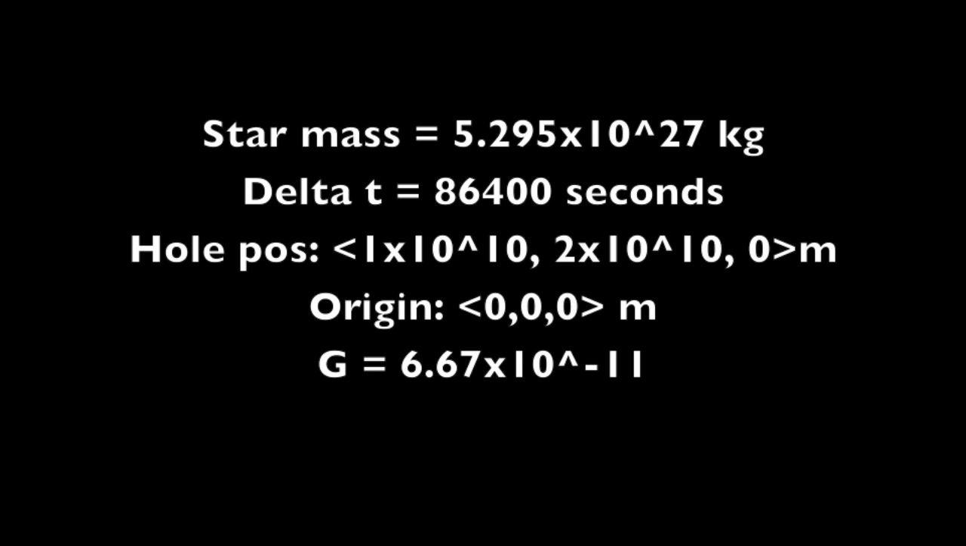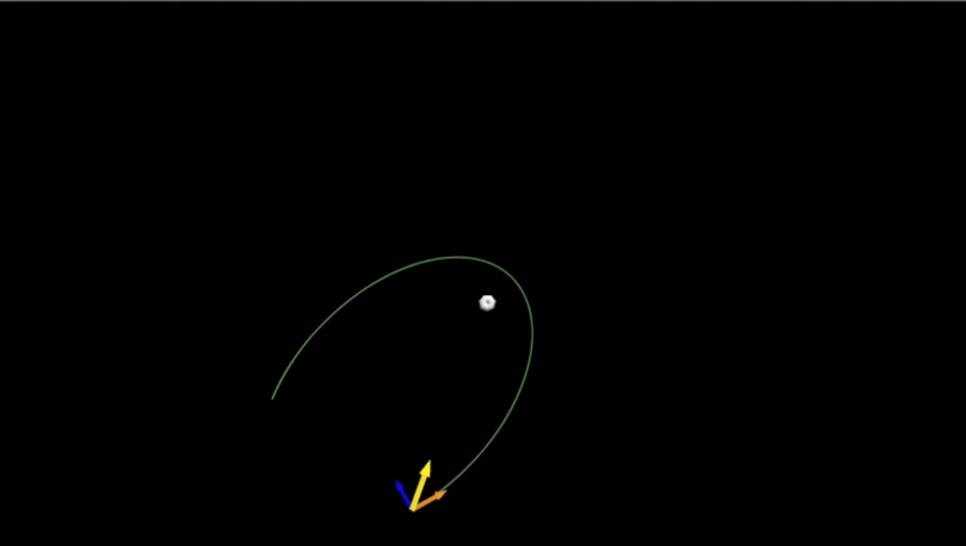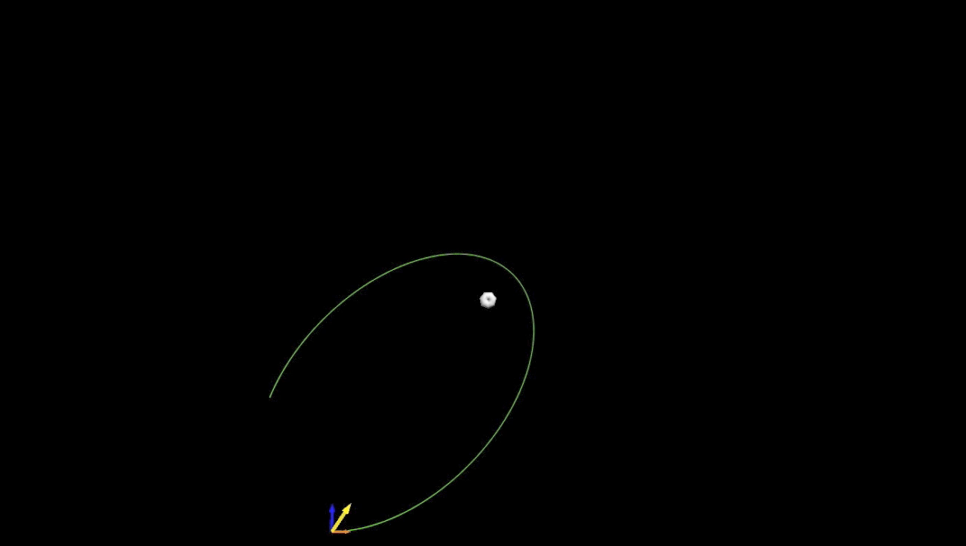To make my Python graphic module, some initial conditions had to be inputted in addition to the black hole position. The position data of the star was given as the star data file, but this only had x and y coordinates. In Python, I set the time step to be 86,400 seconds, or 1 day. Finally, the mass of the star was 5.3 times 10 to the 27th kilograms. My origin was 0 meters in all axes directions.